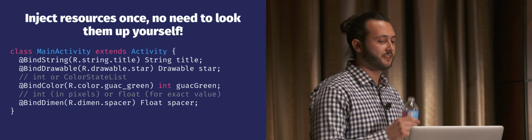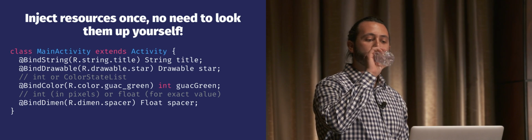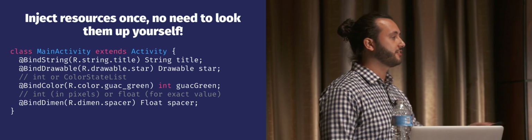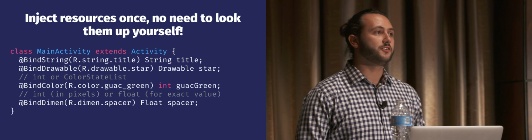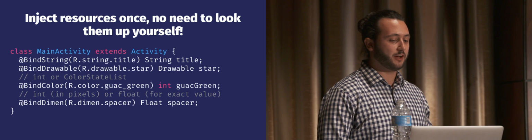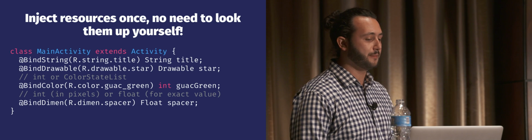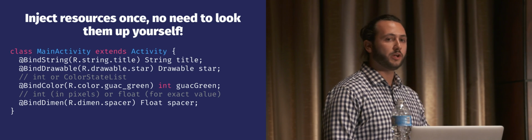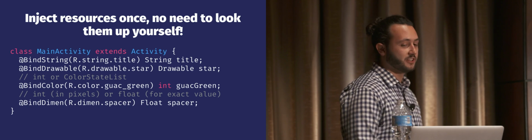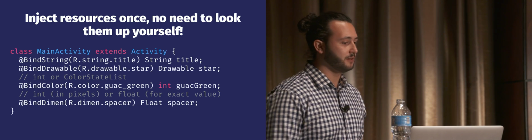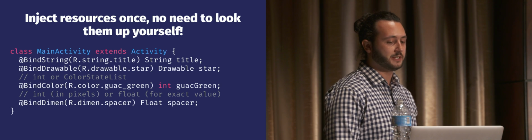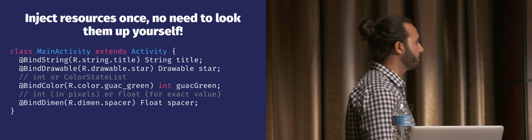So Butterknife also lets us inject resources. So let's say you have a strings file and you want to bring in a string from that strings file. All you need to do is look up that string in the strings file, pass in the ID, and you can set it as a property on that activity. We can do the same thing with drawables, with colors, or dimensions as well. And you can see in my comments here, it's a little flexible. We can send in ints for the colors and the dimension, or we can send in other properties.